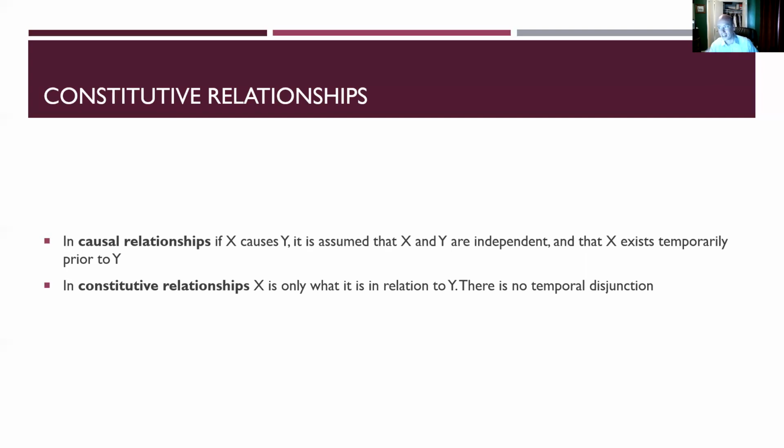Constitutive relationships are different. It says here there's no temporal disjunction. What that means is one doesn't exist before the other, right? They come into being at the same time. The one brings the other into being, and the one that is brought into being also brings the thing into being that existed. They bring each other into being. I was almost there, but it's difficult to find the words sometimes, right?